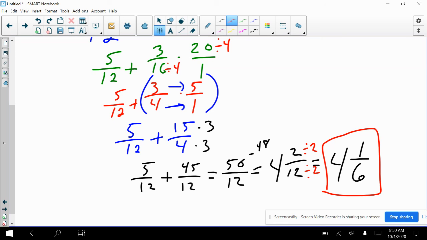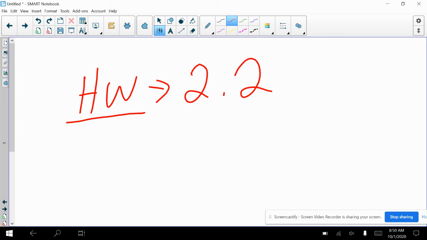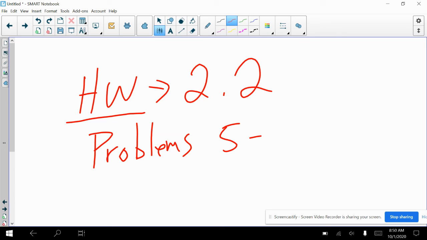Any questions on multiplying a fraction by a whole number? Everybody good? Going once? Pretty good? All right. If you're good, tonight's homework will be 2/2. And that would be, again, we're always doing the odds. We're doing 5 through 41. We're always doing the odds.